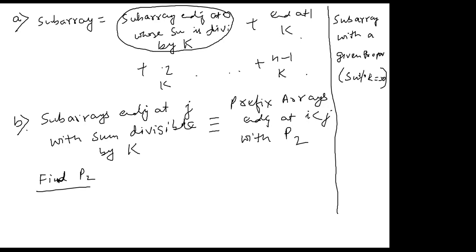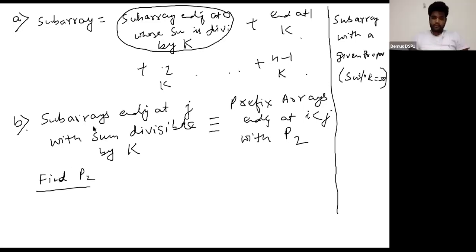Sum of the prefix array should be equal to the remainder of the complete array when divided by k. Right. So that's one. Let's see how we come up with this p2, and this is basically the crux of the question.